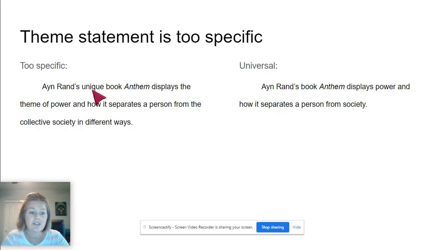And it has too much flowery language, like the word unique. This book is not that unique. There are many dystopian novels out there. It doesn't even go with the tone of the novel, so take that out. And then when you say the theme in your theme statement, you're being redundant. So I crossed those out for many of you. Make sure you don't do that again. So Ayn Rand's book, Anthem, displays power and how it separates a person from society. Notice all I did was take out collective society and made it society as a whole. That's all you have to do.